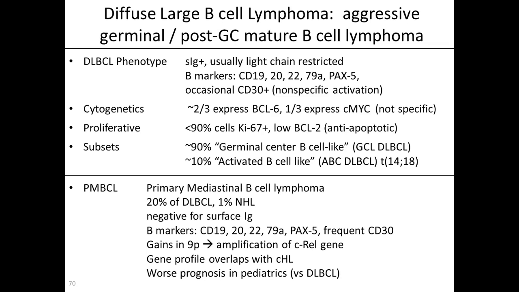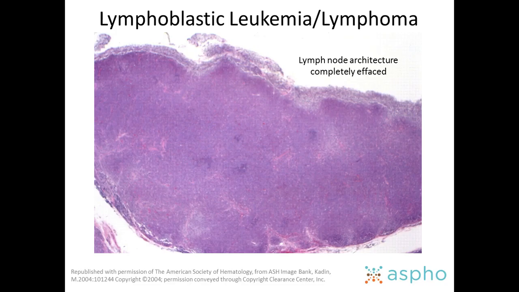Primary mediastinal B-cell lymphoma is about 20% of the large B-cell lymphomas, but it really only accounts for about 1% of non-Hodgkin lymphoma in kids. Unlike the other two that we talked about, these are negative for surface IgG. It does express B-cell markers. It'll frequently express CD30. It has some other recurring abnormalities, including gains at 9p. Interestingly, the genetic profile more closely overlaps classic Hodgkin lymphoma than it does diffuse large B-cell lymphoma. And in pediatrics, it carries a worse prognosis than the other mature B-cell lymphomas.